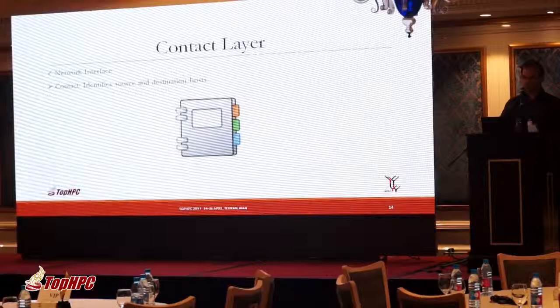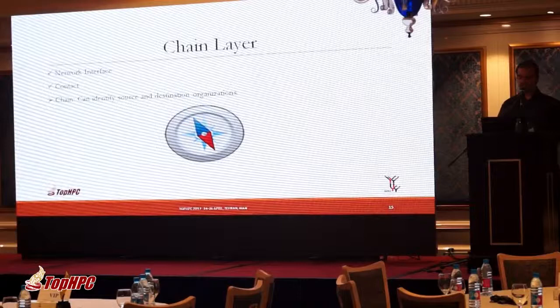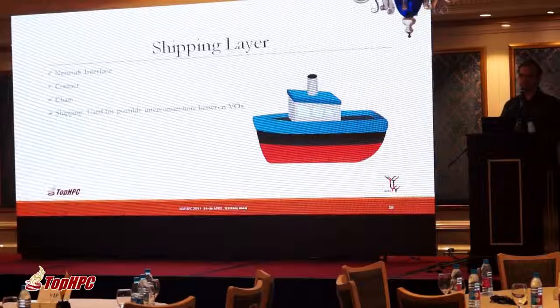The chain layer can identify source and destination organizations, because we know that virtual organizations are a collection of smaller organizations. The shipping layer is intended to be used for possible interconnection between virtual organizations. As we know, this is not possible right now.